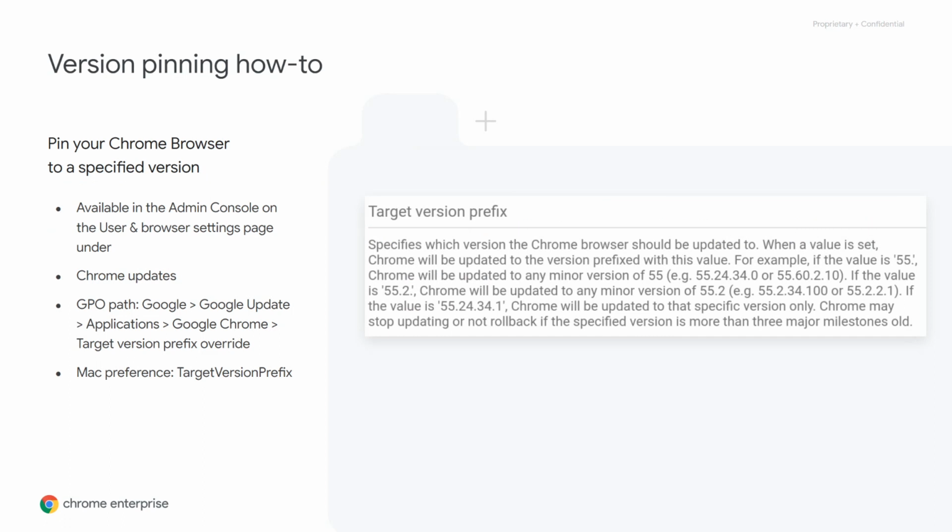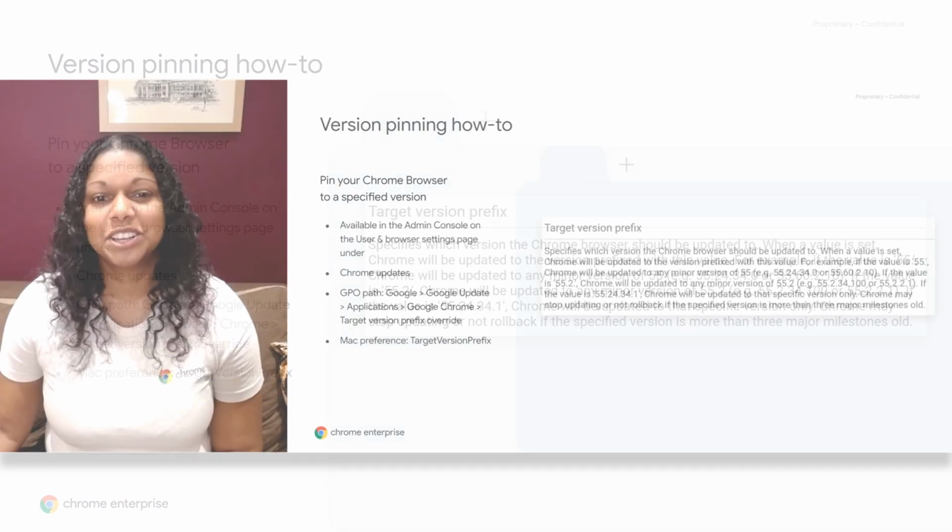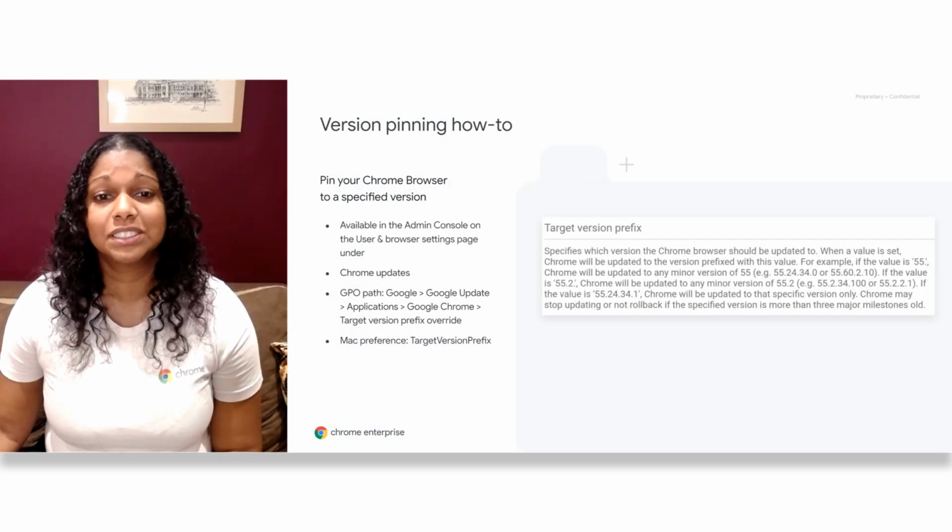Here's how it's done. Once again, feel free to screenshot this slide as a reference. Set the target version prefix to the major milestone you reviewed and tested, and make sure you subscribe to the release notes. If you include just the milestone number and the point after it, Chrome will apply all incremental updates and security patches automatically, but it won't update to the next version. When a new release is available, you can review the release notes and do any testing you need to. Once you're happy with the new release, go ahead and update target version prefix to the new milestone.